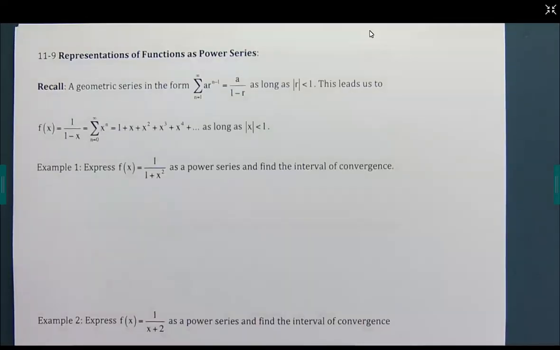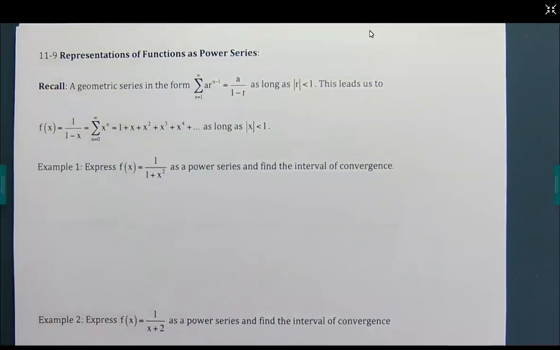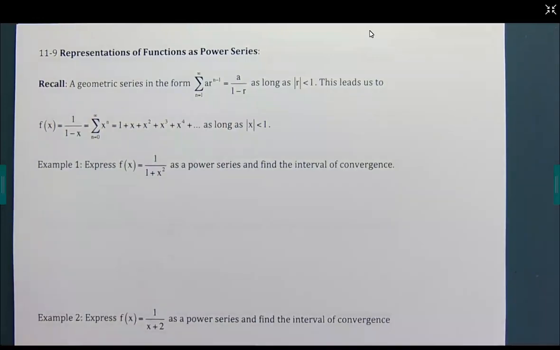Welcome back, everyone. We are going to be creating power series. In the last video, we said once we have a power series, how do we figure out what its radius of convergence and interval of convergence is? We are now going to create one. And we're going to learn two ways in this class. This lesson is only half, part 1 of 11.9. There'll be a part 2 later.